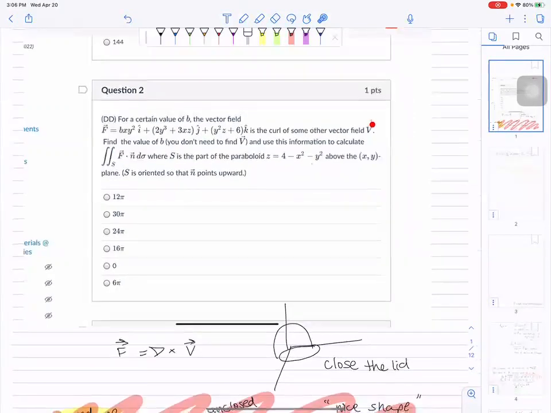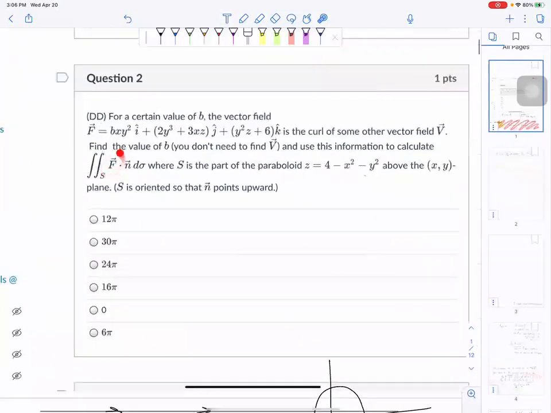But here, you could say the flux of the curl of V. Yeah, but it's asking us to find the flux of F, right? Not V. It's saying to find the flux. This formula is saying find the flux of F bar. The flux of F bar has nothing to do with V though, right? So why would you treat it like the flux of the curl of something else? Now you're just treating F bar as its own. You see what I'm saying?